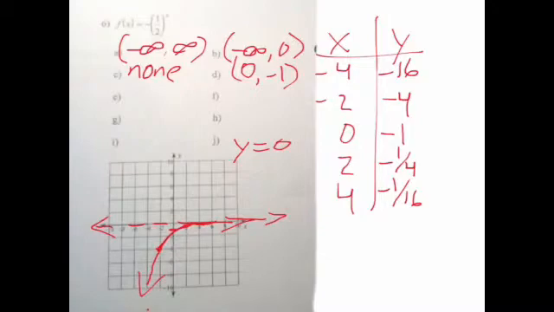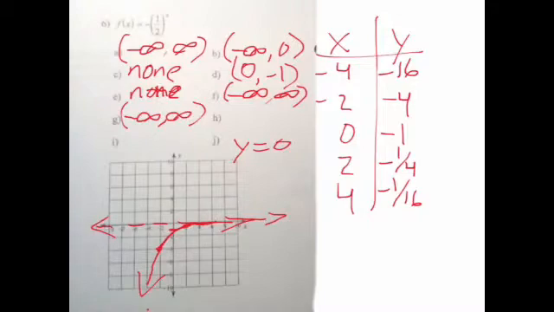E is asking where is it positive. Well, it's never above my x-axis, so there's no interval where it's positive, but it is negative everywhere, from negative infinity to infinity. G is asking where is it increasing. Well, my function is always increasing as I travel from left to right, so from negative infinity to infinity, which means it's never decreasing. And that leaves me the end behavior.